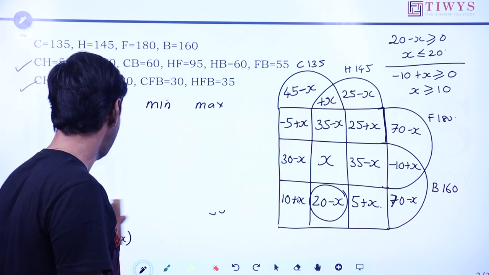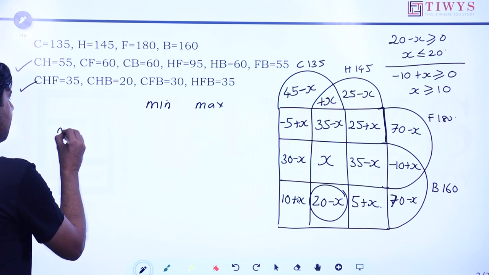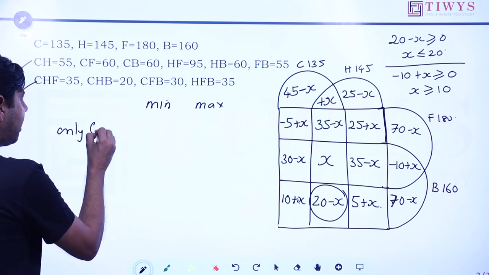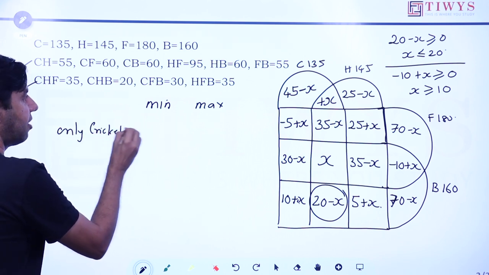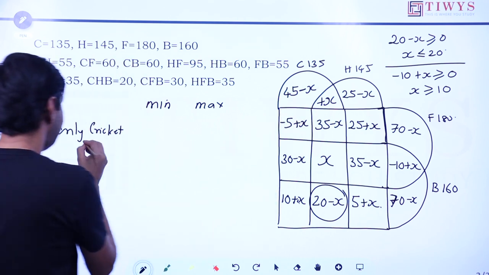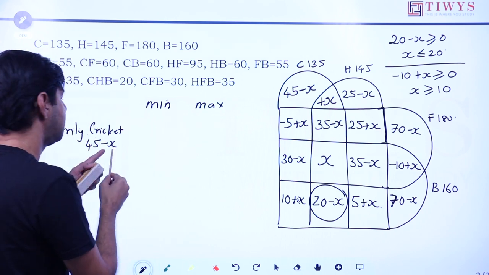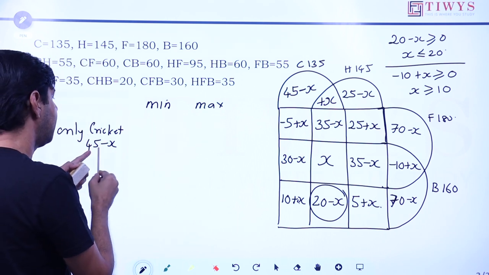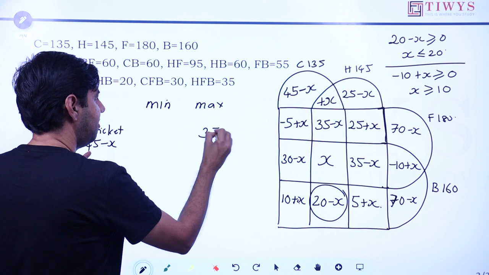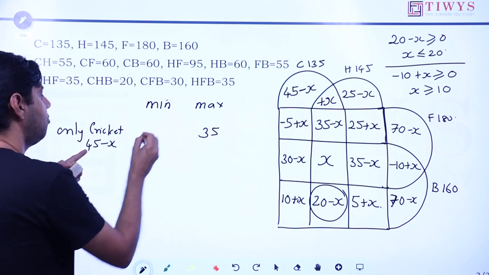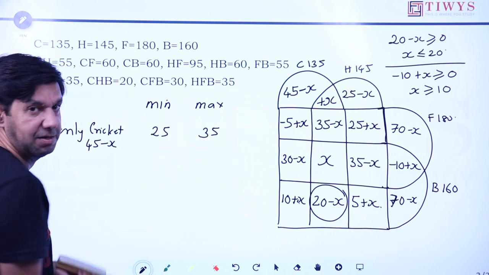Then what else did we have? We could also have what is the minimum maximum of those who play only cricket. Only cricket is this part, 45 minus x. So if x is least 10, you are going to get a 35, which will be the maximum value. If x is maximum 20, you are going to get 25, which is the minimum value.